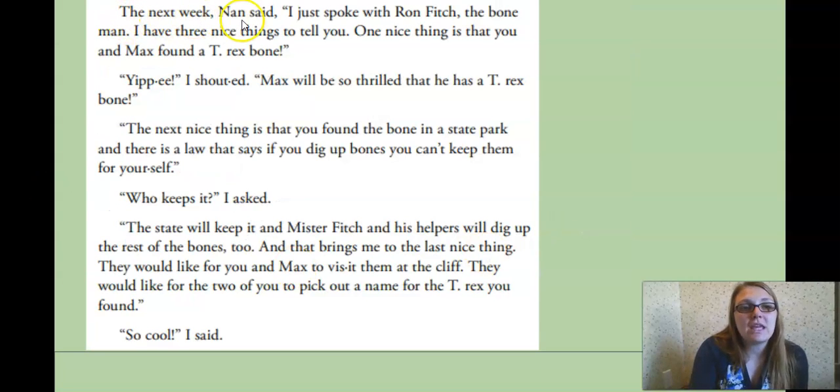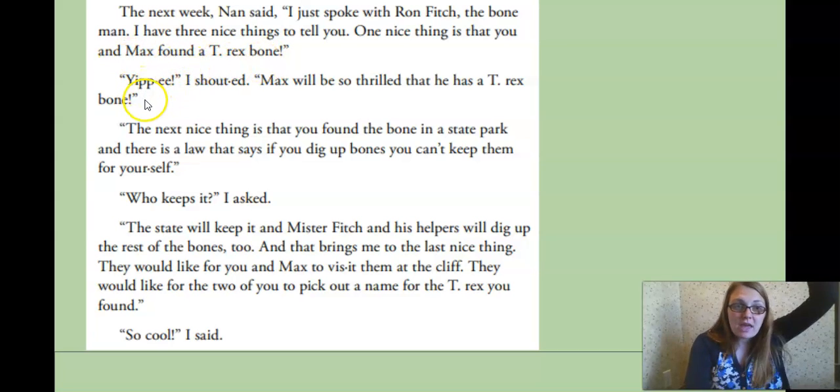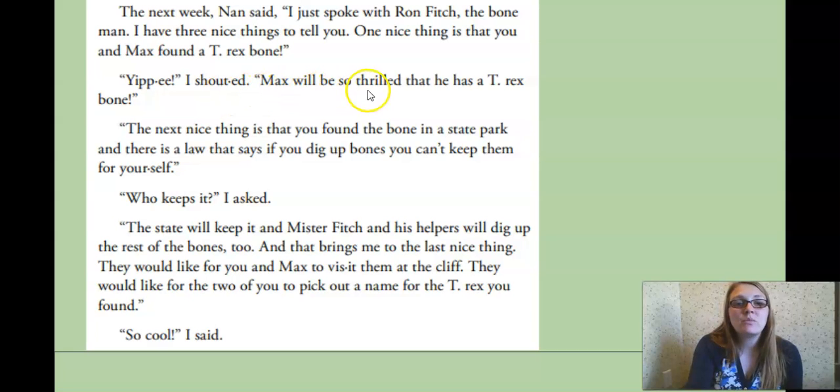The next week, Nan said, I just spoke with Ron Fitch, the bone man. I have 3 nice things to tell you. One nice thing is that you and Max found a T-Rex bone. Yippee! I shouted. Max will be so thrilled that he has a T-Rex bone. The next nice thing is that you found the bone in a state park, and there's a law that says if you dig up bones, you can't keep them for yourself. Who keeps it? I asked.